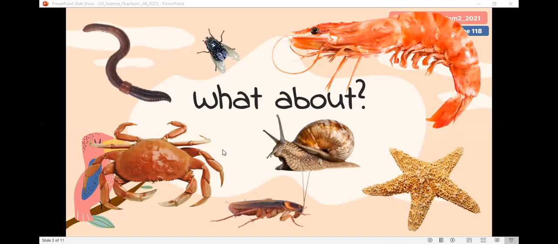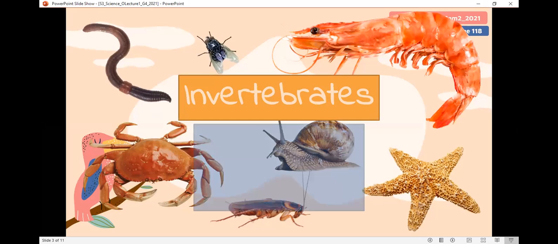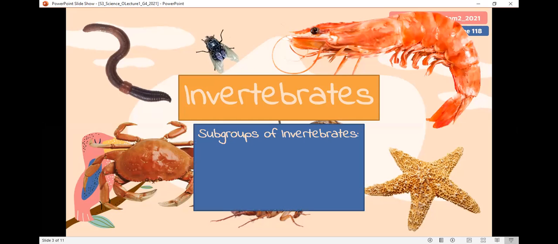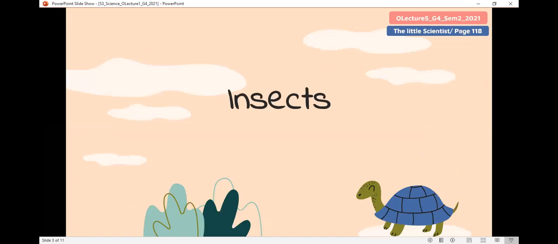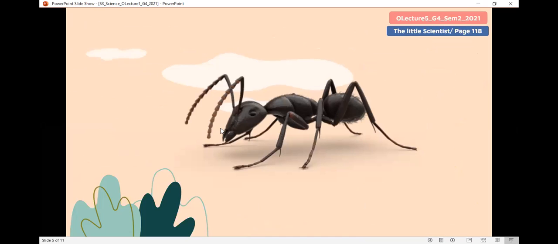As you can see in the slide in front of you, there are many examples of invertebrates: the crab, the cockroach, the sea star, the snail, the worm, and shrimps. Invertebrates have subgroups, so they are classified into different groups: mollusks, insects, worms, and sponges. Today's lesson is about insects. You can unmute yourselves and answer my questions.